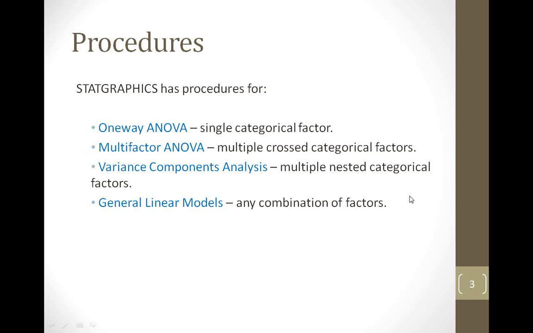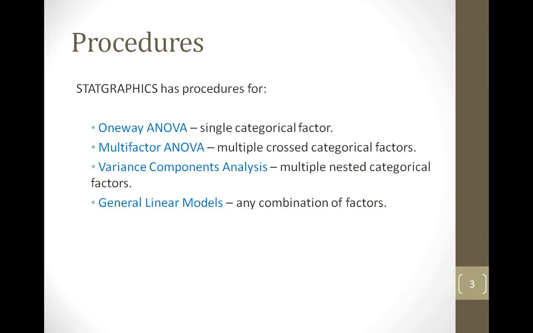Now, in Statgraphics, there are 4 major procedures that you can use to do an analysis of variance. There's a one-way ANOVA, which involves a single categorical factor, where you want to know how the levels of that one factor affect the response. We have another procedure called the Multifactor ANOVA, which is designed to handle multiple factors when they are crossed. For example, a standard factorial design with several factors could be analyzed using the Multifactor ANOVA procedure.